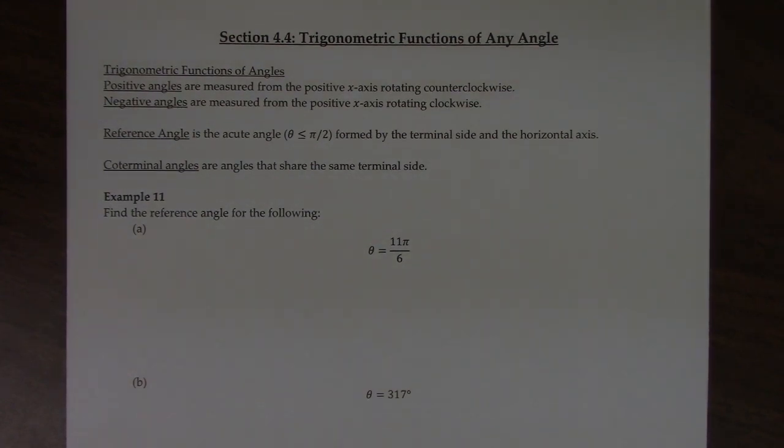Section 4.4 is trig functions of any angle. So we've mentioned before that positive angles are counterclockwise rotated. Negative angles are rotated clockwise. But now we have a couple new terms.